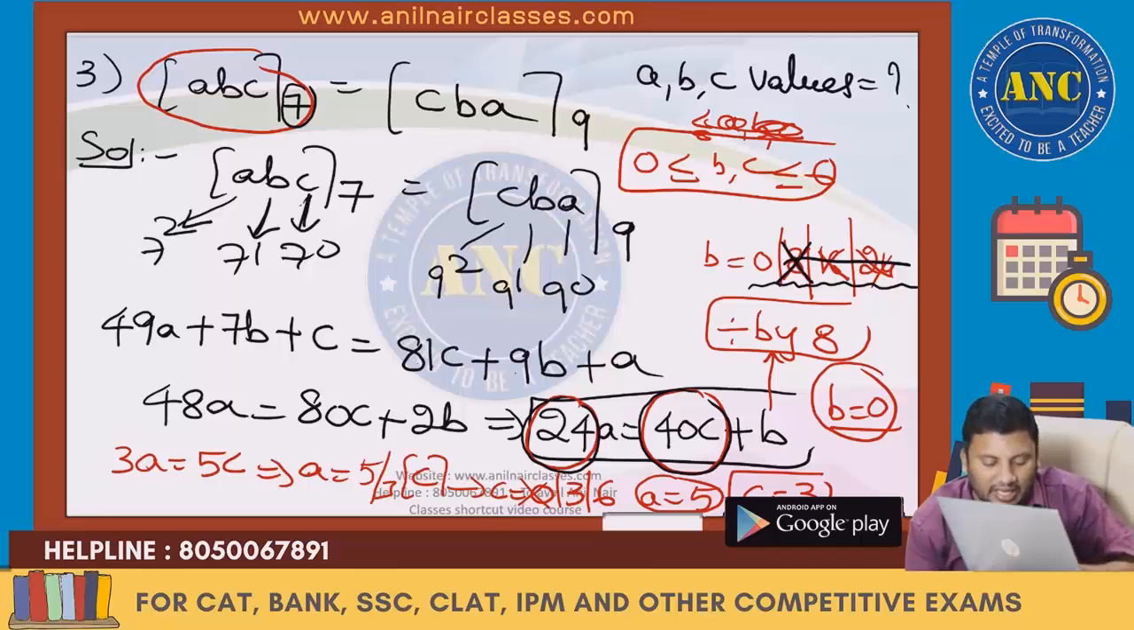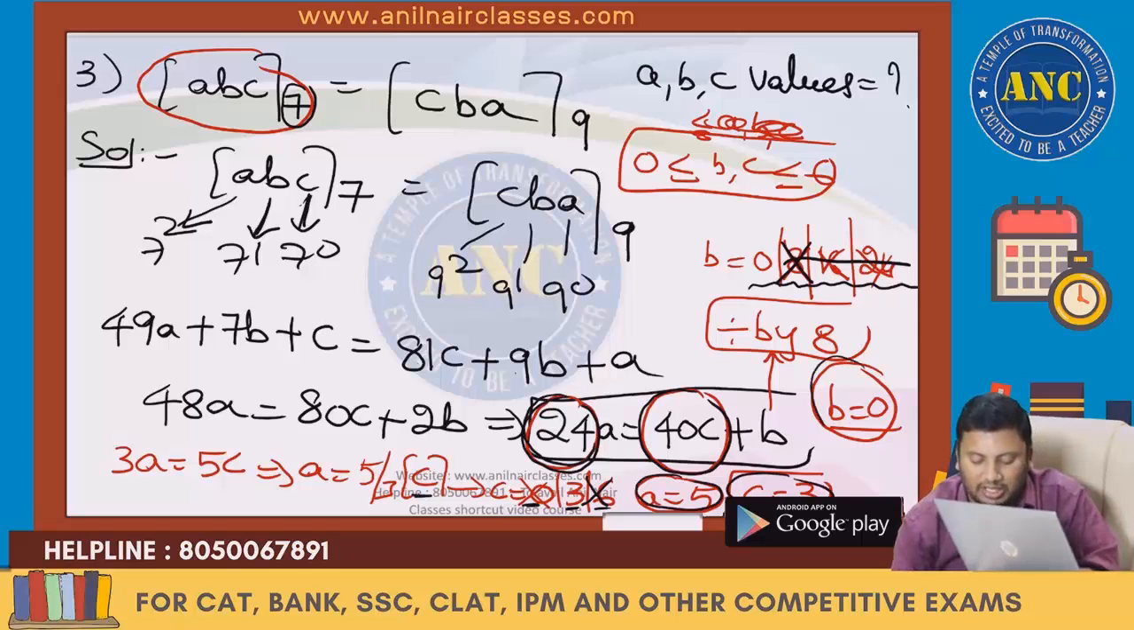See, what is the HCF of 24 and 40? That is 8. So 5 by 3 into C. C can be 0, C can be 3, C can be 6. C 6 means A value 10. C 0 means A value is also 0. A cannot be 0. Only one case. A 5, C 3, B 0.